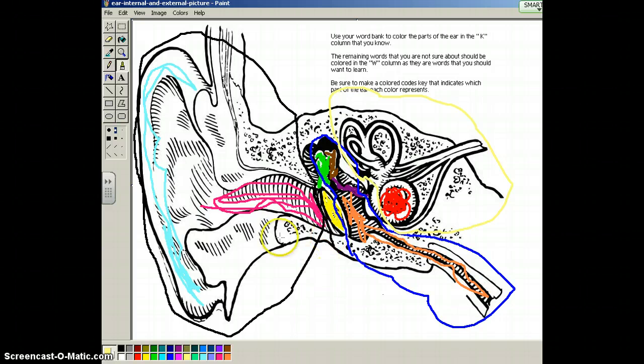And those would be the three parts of the ear: the outer, which is circled in black, the middle ear, which is circled in blue, and the inner ear, which is circled in this pale yellow color. And that is what the students did in class today.